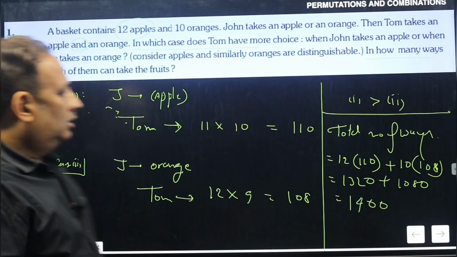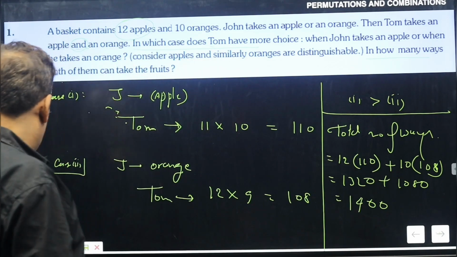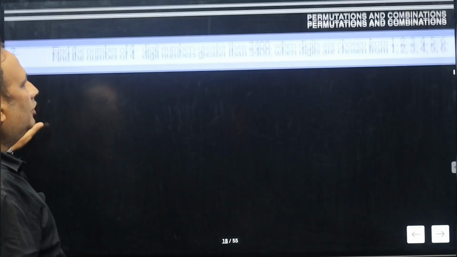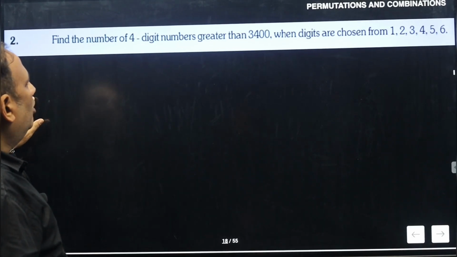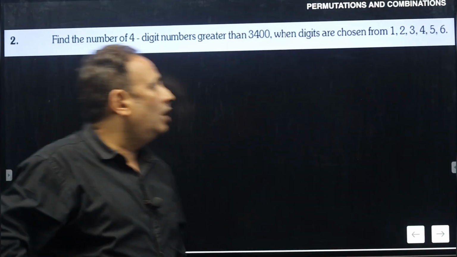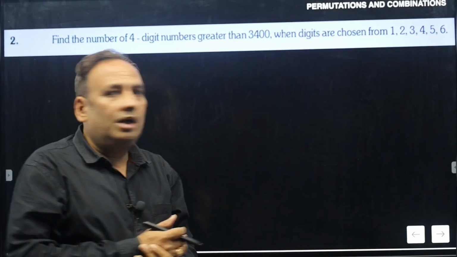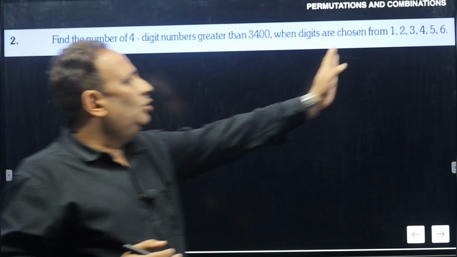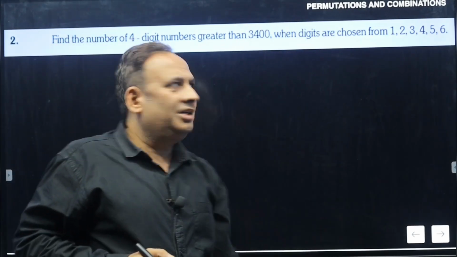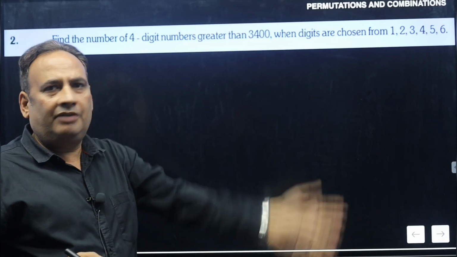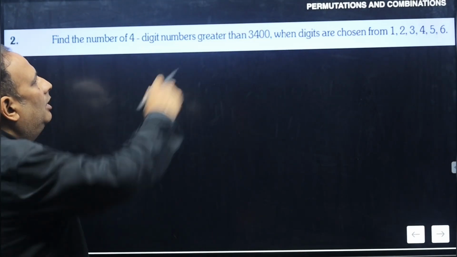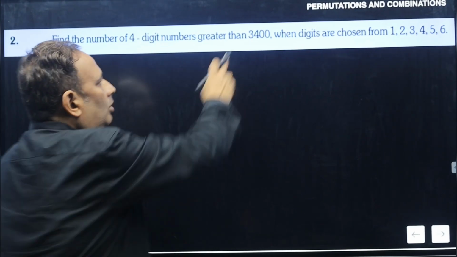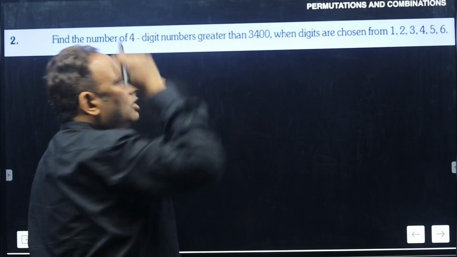Let's have a look at another topic. Another question. Now let's see. Find the number of 4-digit numbers greater than 3400 when the digits are chosen from 1, 2, 3, 4, 6. Here in this problem, we have to take 1, 2, 3, 4, 6. If there were no condition, the problem would be easy. You have to select the 4-digit number. Previously, we have done this type of question in the first question. But here the matter is that we have to take numbers greater than 3400. And not only 3000, here it is 3400, so the second digit also we have to consider.